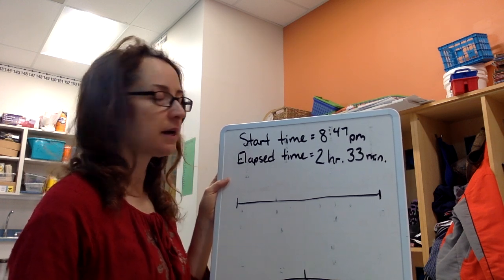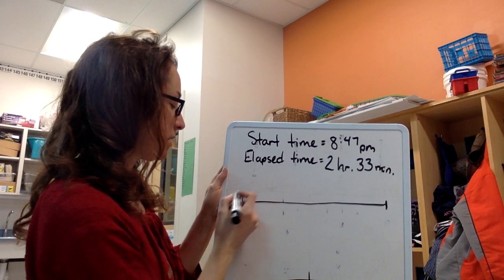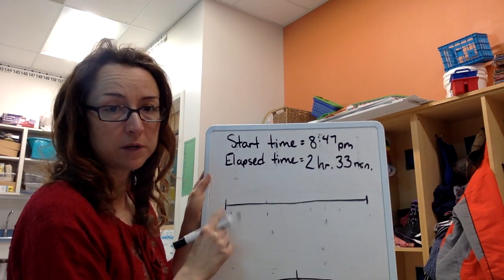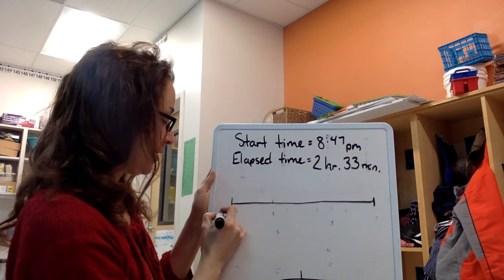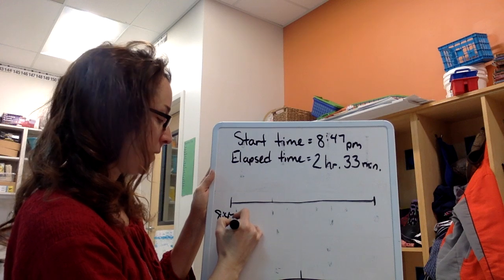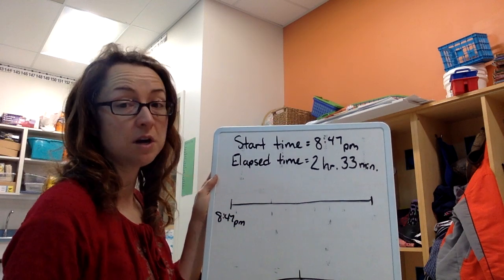All right, so we're given our information, and I'm going to show you why I'm saying it's not like a perfect time. So first, we're going to start by putting our start time at the beginning of our number line. We're going to use the number line first for our strategy. So I'm going to put 8:47 p.m. as our start time.